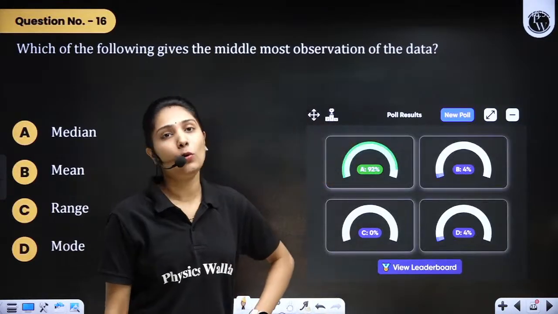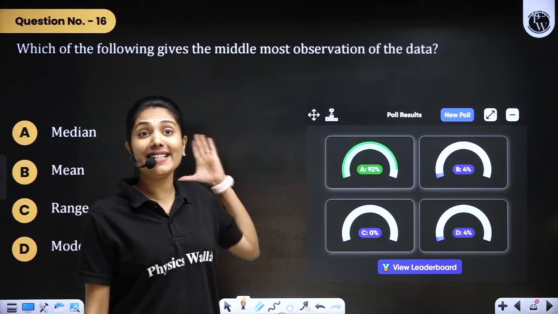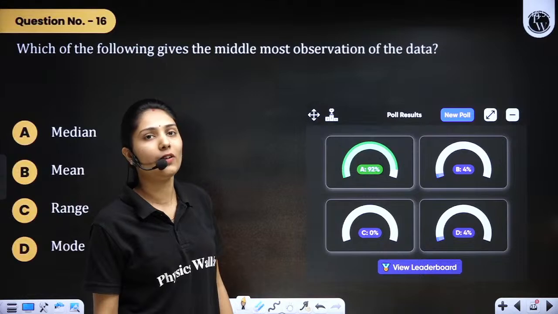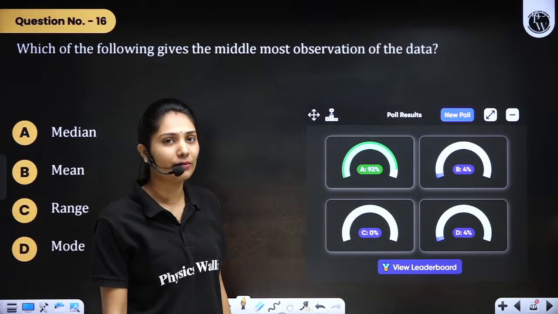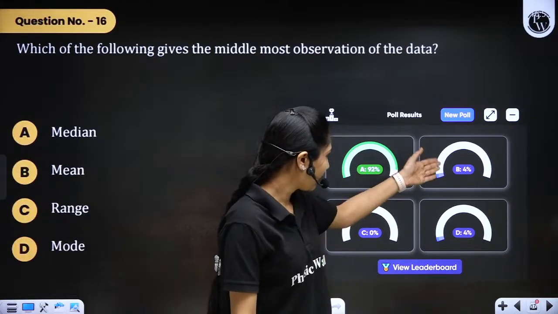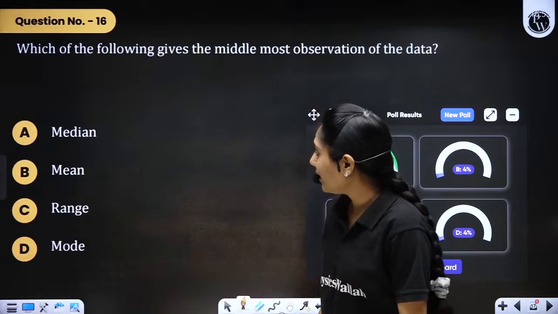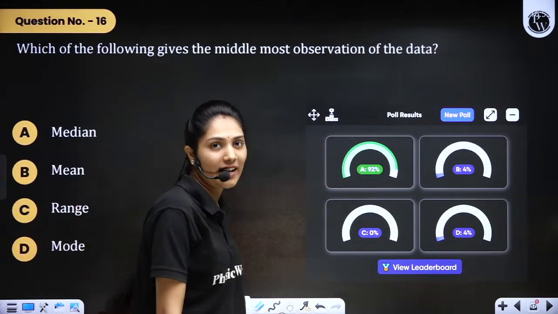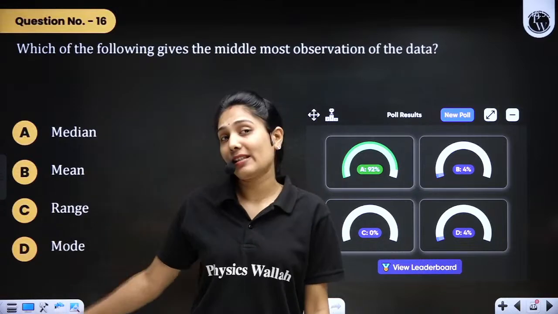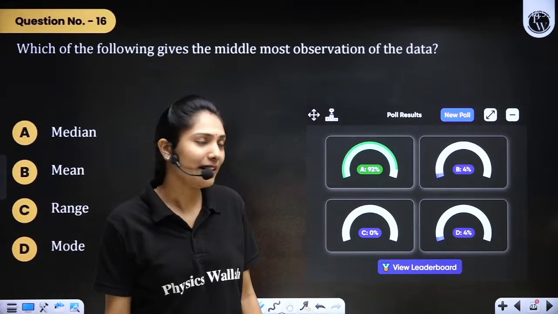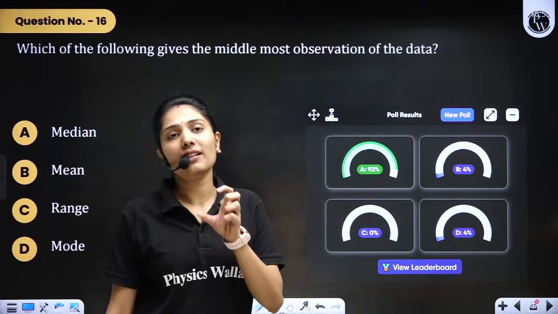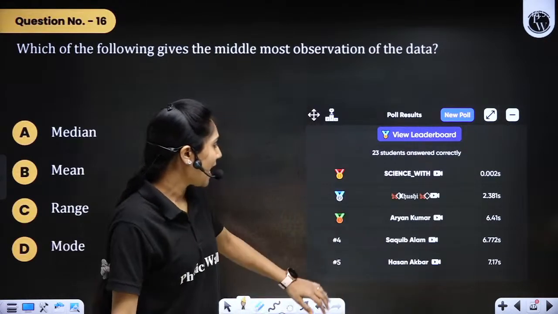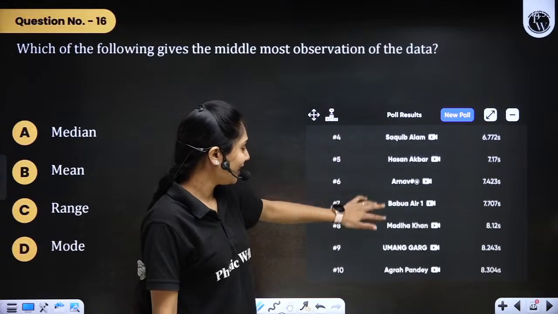Okay. So now see, in this particular easiest question, we are getting 92. Not even 100 here. Not even crossed 95. Who are those who ticked B and D? Mean and mode, is it? No. Mean is the average, beta, and mode is the most repeated data, we can say. Median is something that gives you the middle one. Very good, Science, Khushi and Aryan. Good, beta.